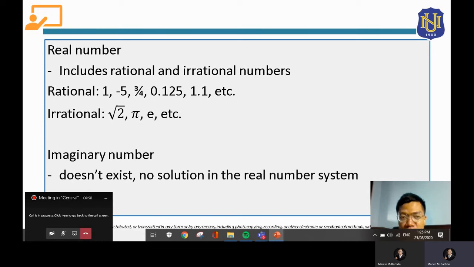Now, for imaginary numbers, these numbers don't really exist. There's no solution in the real number system for imaginary numbers. Imaginary numbers are expressed with an i unit. So we use i as the unit for imaginary numbers. You would know that it is an imaginary number if it has that unit i.